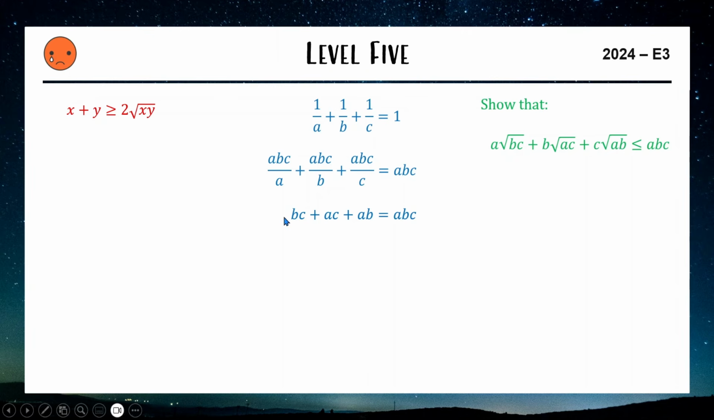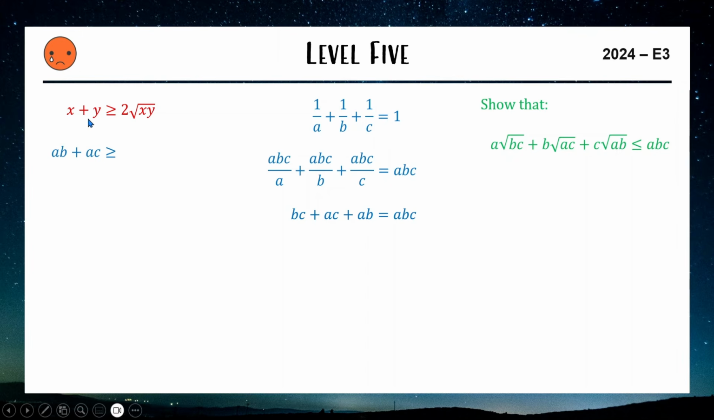So we're going to try and use the form of x plus y is greater than or equal to 2 root xy. And we're going to try and get these bc, ac, and ab involved. Okay, now when you're trying to relate 3 things adding together into an inequality where there's 2 things adding together, usually that means you're going to have to make a few different versions of the same inequality. I'll show you what I mean.